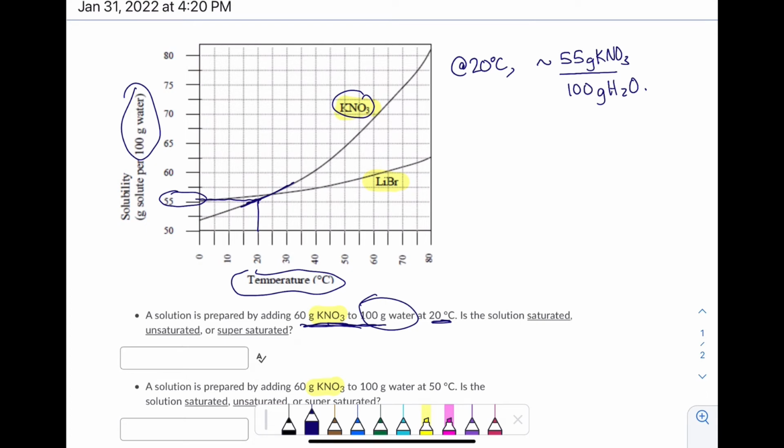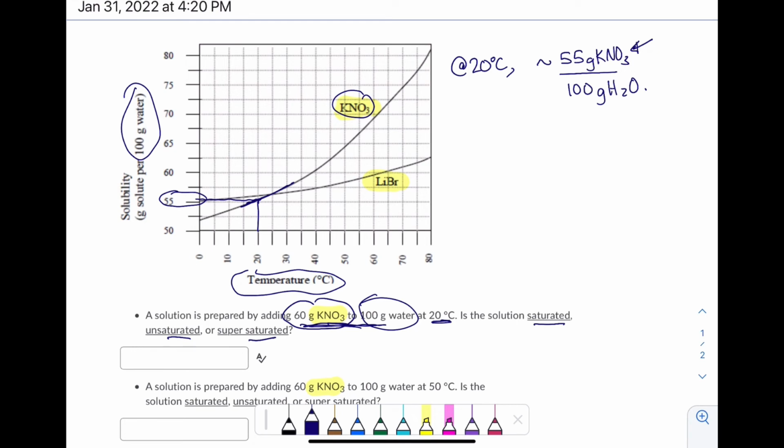So the question is, I'm going to dump in 60 grams of KNO3. So how do I label that solution? Do I label it saturated, unsaturated, or supersaturated? Well, under normal circumstances with no tricks, if I dump in 60 grams, knowing that the solubility is 55 grams per 100 grams of water, then about 55 of those 60 grams will dissolve.